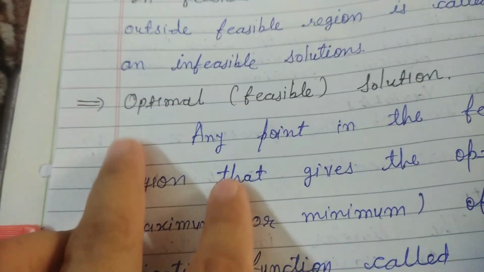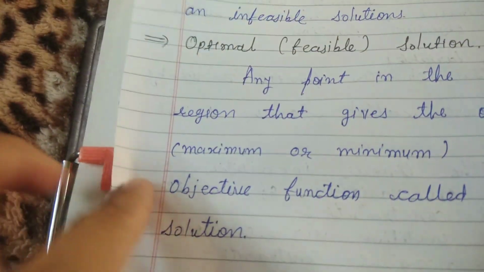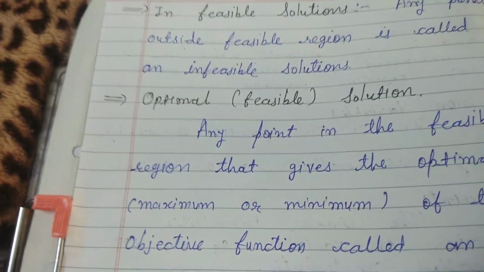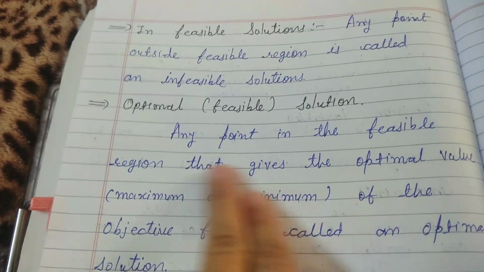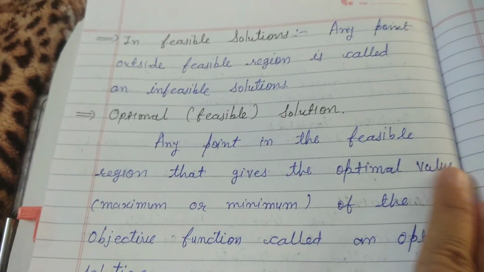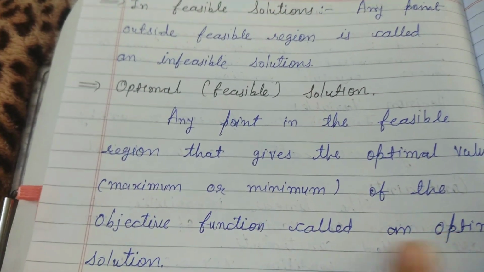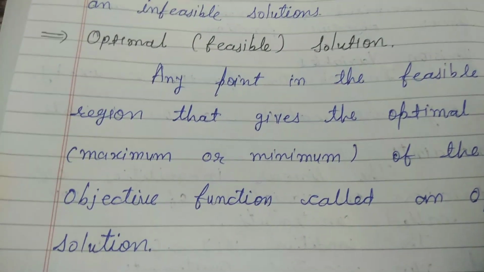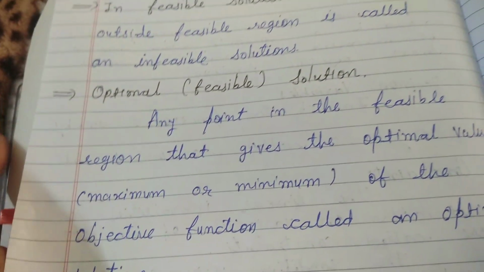And the last thing in this video is the optimal feasible solution. Now, students, here we have seen that there are infinitely many solutions. So how can we find the final solution? Any point in the feasible region that gives the optimal value, maximum or minimum, of the objective function is called an optimal solution. Here we stop this lecture today.